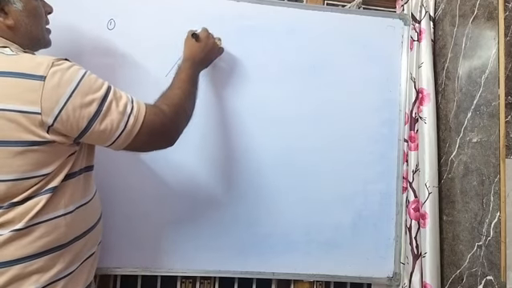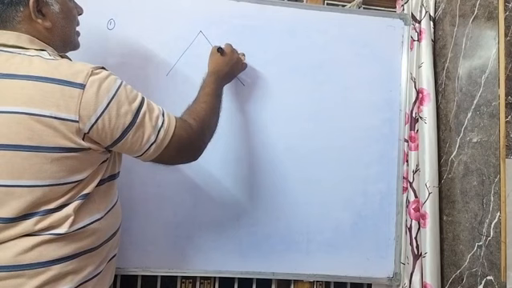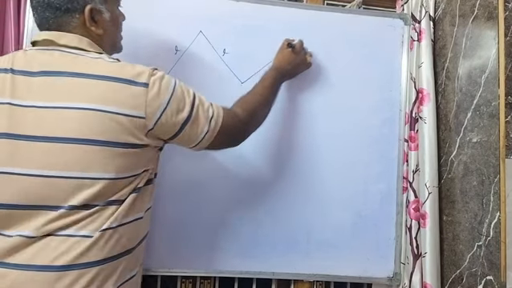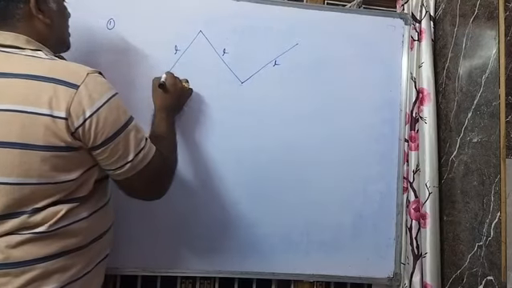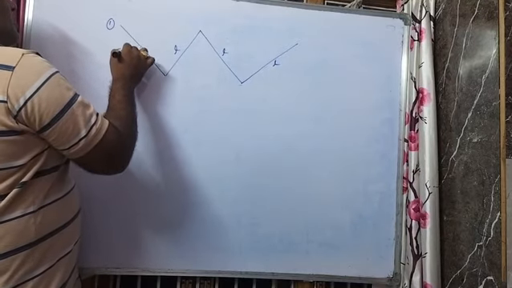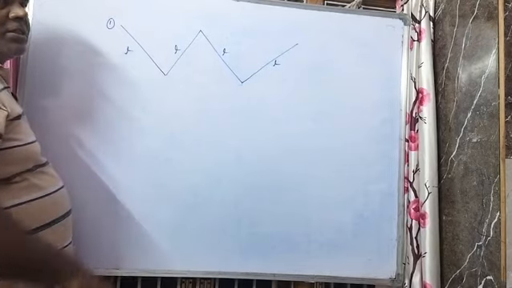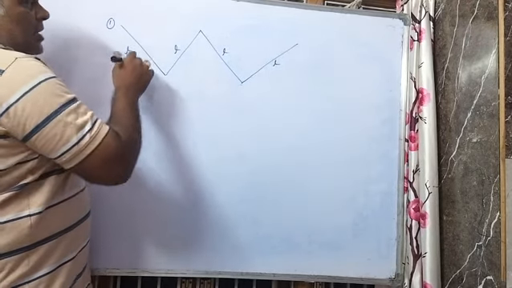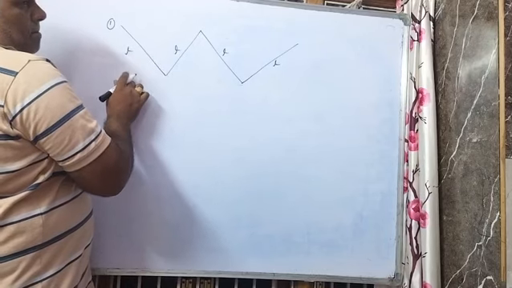This is the L length of rod. This is L length of rod. Totally, 4L length of rod is bent like this. Each rod's mass is also M.